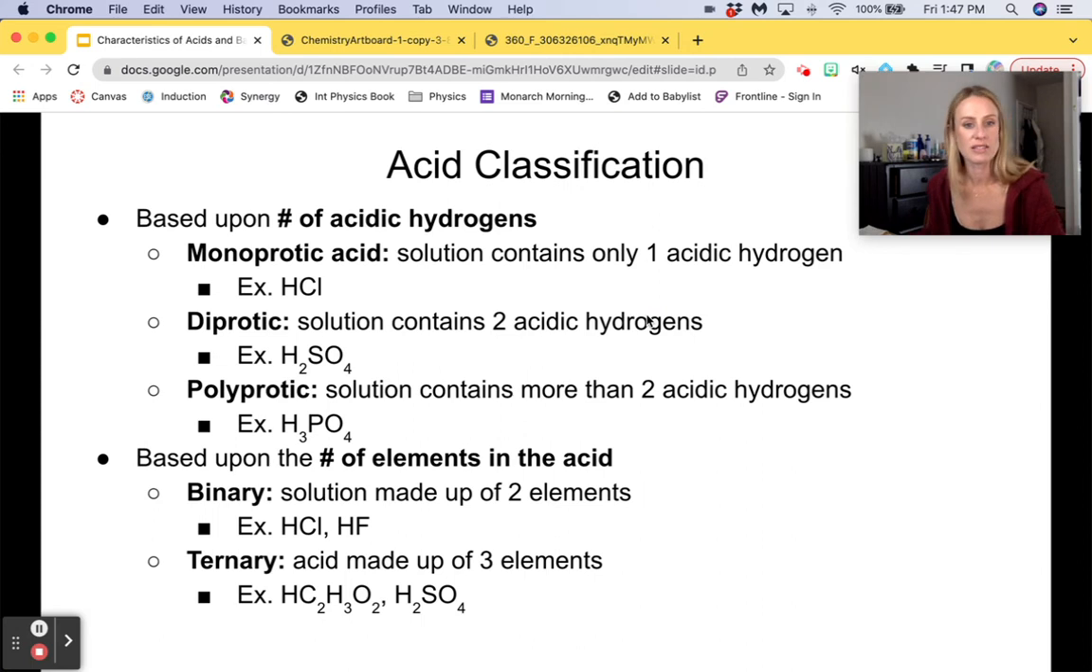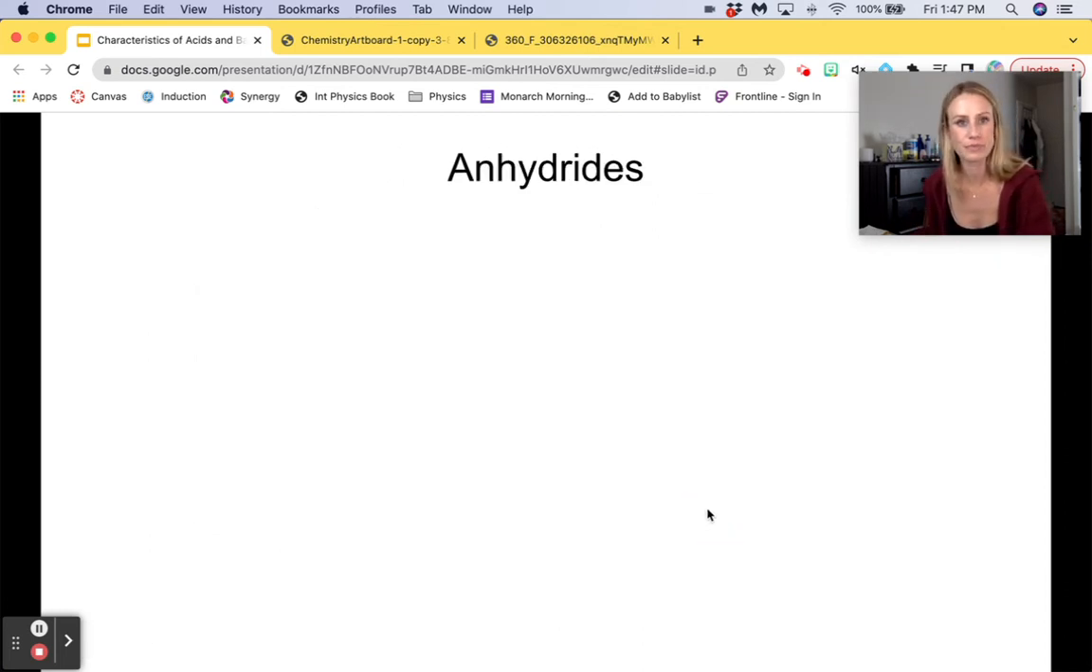And here's some examples here. We have acetic acid and sulfuric acid. No, sulfic? I forget what that name is too. Again, we'll go over acid naming in a bit. But in the first example here, I have hydrogen, carbon, and oxygen for my 3 elements. And then in the second example, we have hydrogen, sulfur, and oxygen for the 3 elements. So that's a ternary acid.